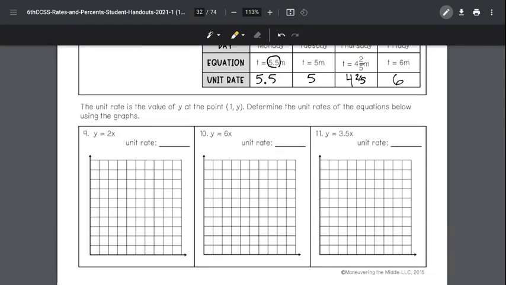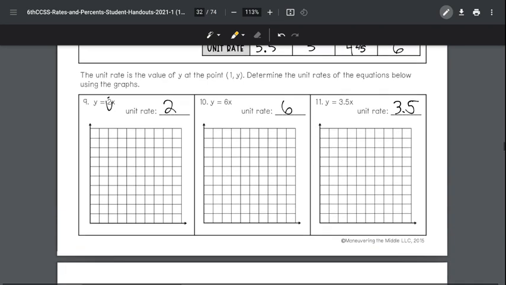Number 9, the unit rate is the value of y at the point 1, y. Determine the unit rates of the equations below using the graphs. That unit rate is just that number next to our variable. So the unit rate is 2. The unit rate is 6. The unit rate is 3.5. Okay. So now, how to graph these.